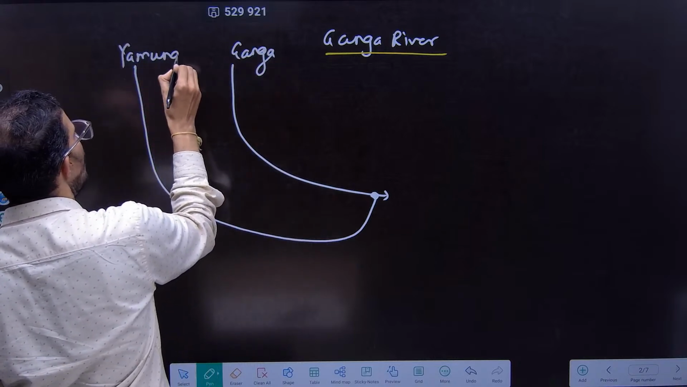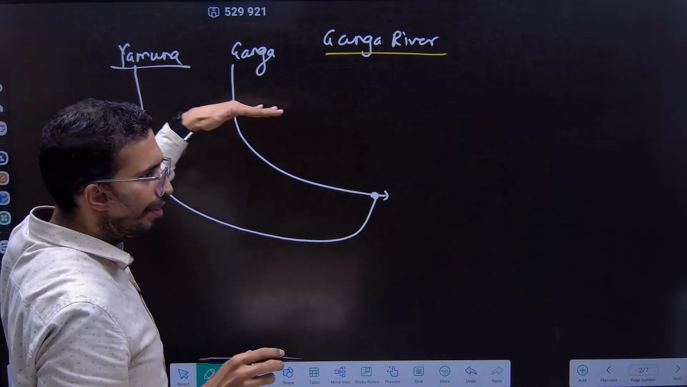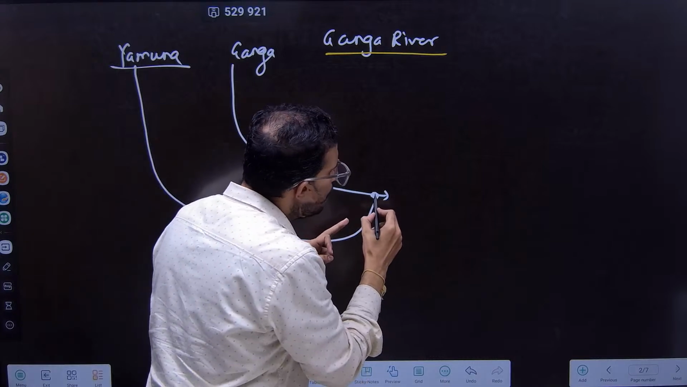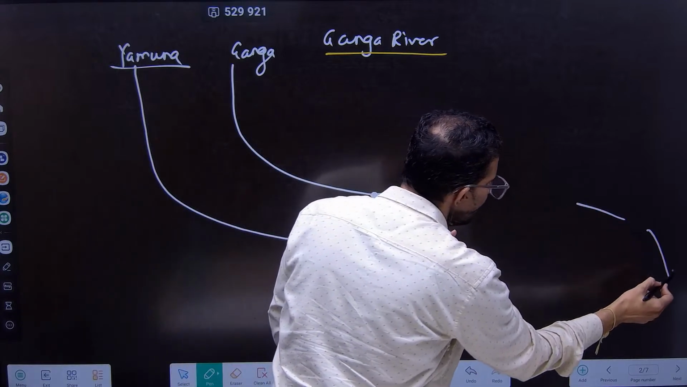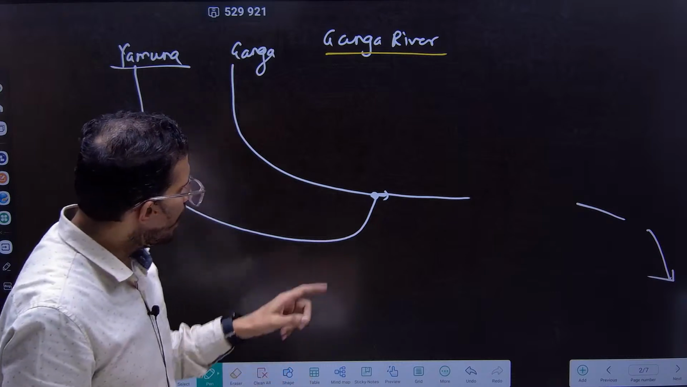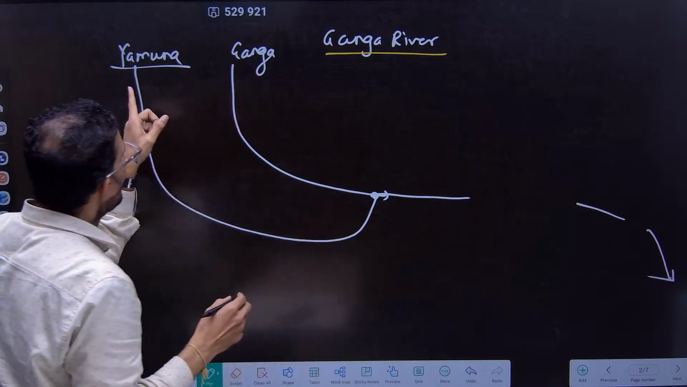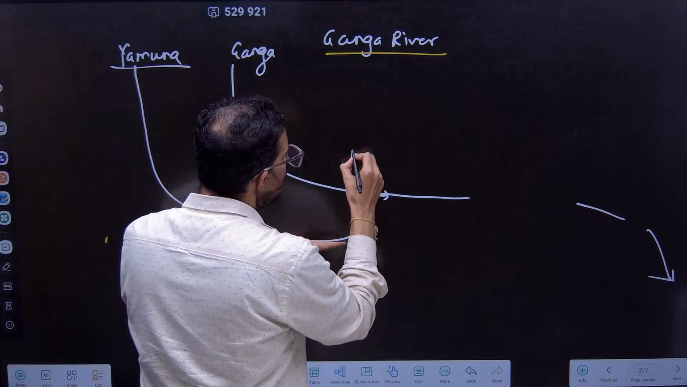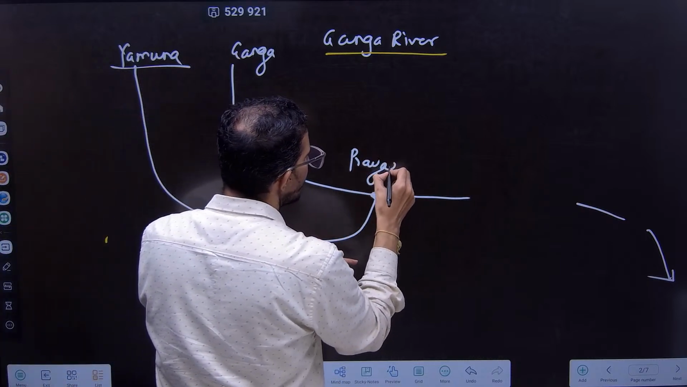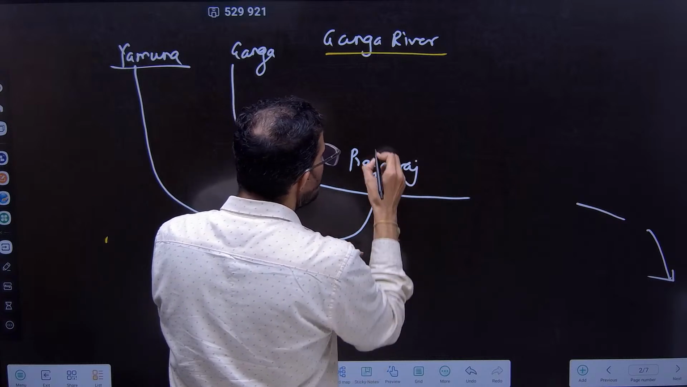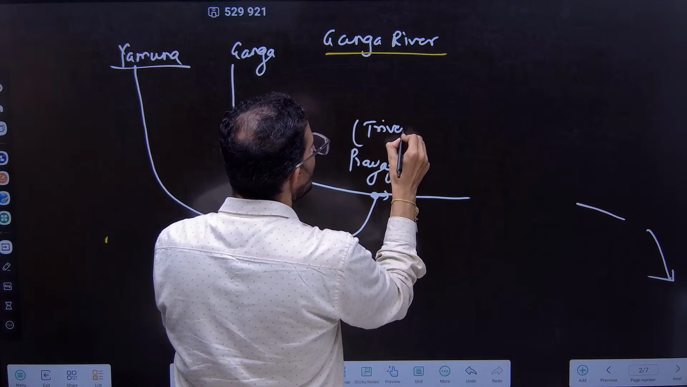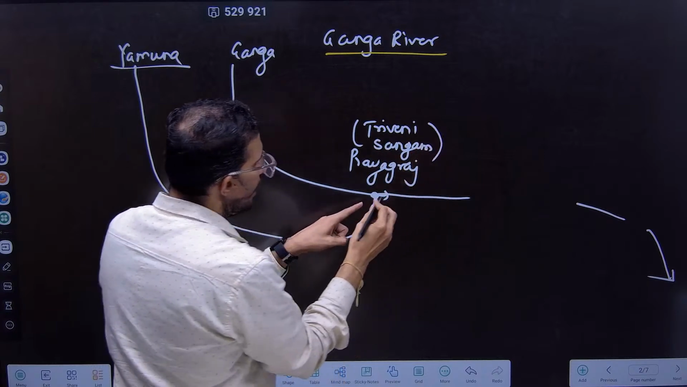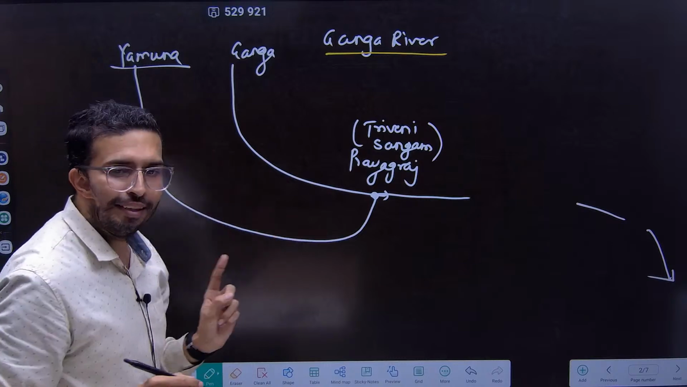We have seen the upper Ganga river system, that is the Char Dham and Pancha Prayag. Now we are going to see the middle Ganga path and the lower Ganga path. Yamuna, the largest tributary of Ganga, meets at which place? Prayagraj. This place is known as the Triveni Sangam. Triveni Sangam means the confluence of three rivers: Ganga, Yamuna and the Saraswati.